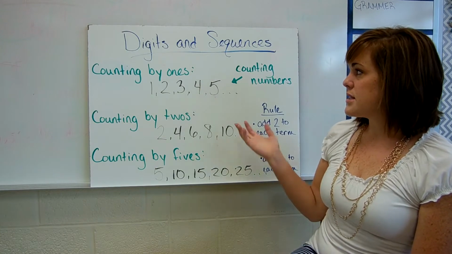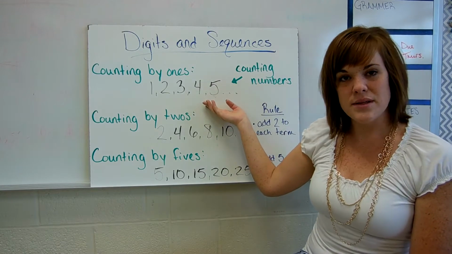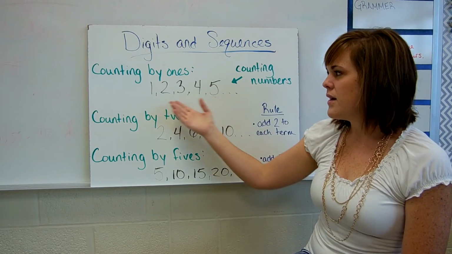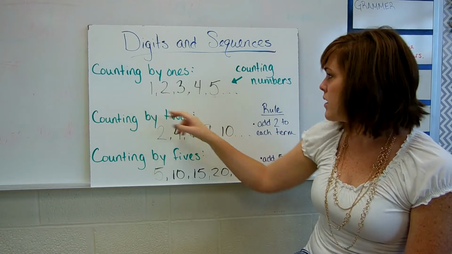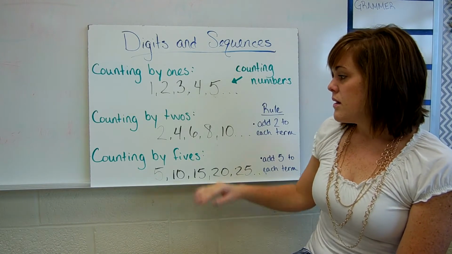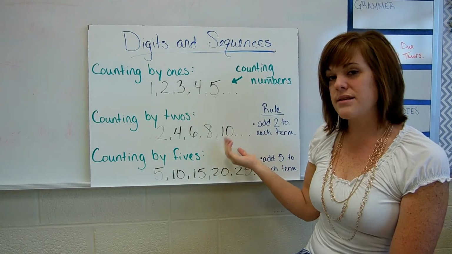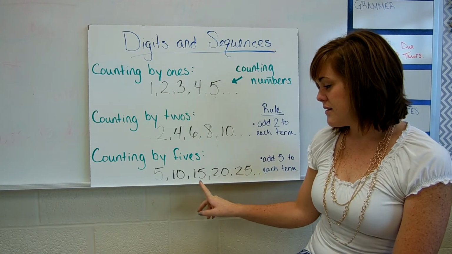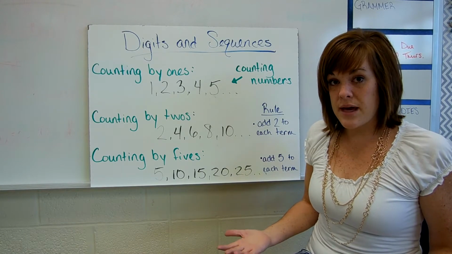So the first thing we'll talk about is digits and sequences. This is a sequence, counting by ones, which is how we usually count. So it's just 1, 2, 3, 4, 5. And these numbers that we use to count, starting with 1, not 0, are called counting numbers because that's how we count. This is what it looks like when you count by twos. It goes 2, 4, 6, 8. The next number would be 12. And this is counting by fives, which would be 5, 10, 15, 20, then 25. Which, you know, that's just skip counting.